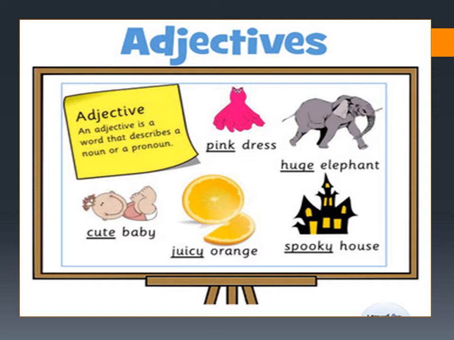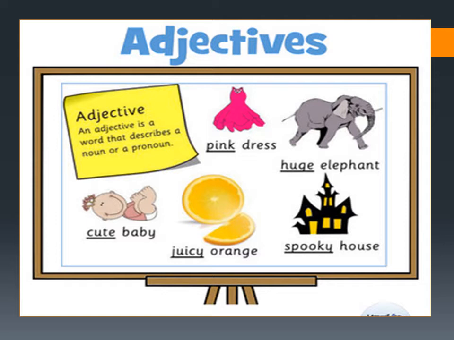So what are adjectives? Adjectives are the words that describe a noun or a pronoun. So an adjective gives more information about a noun or a pronoun. For example, you can see here pink dress. Dress is the noun and the color of the dress is pink. So pink is the adjective which is giving more information about the noun dress.